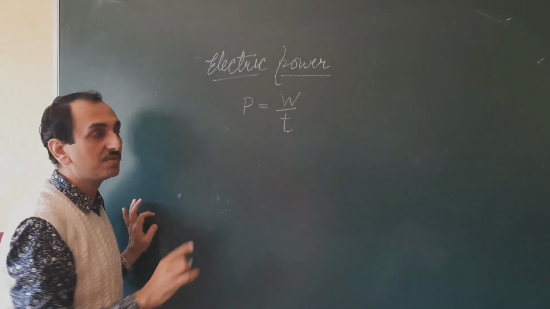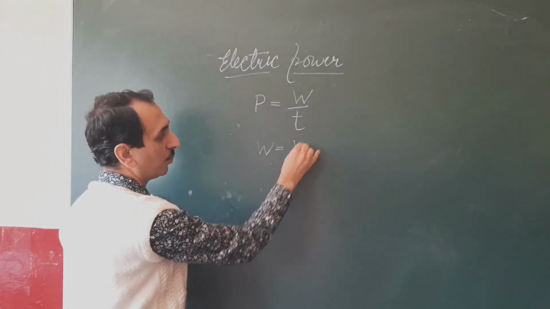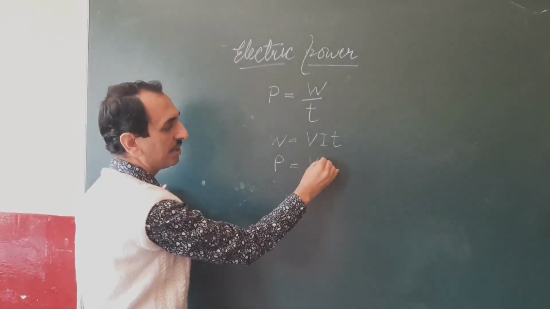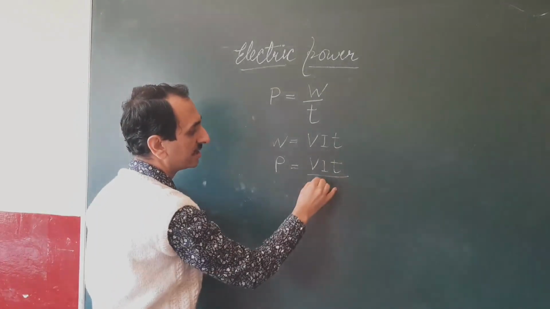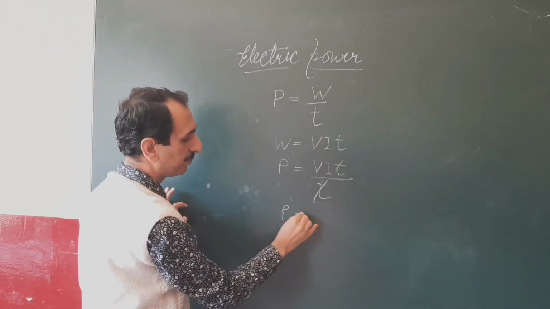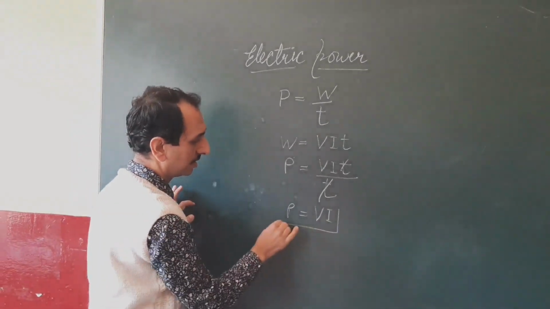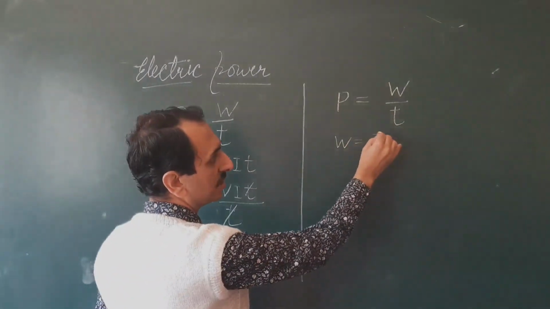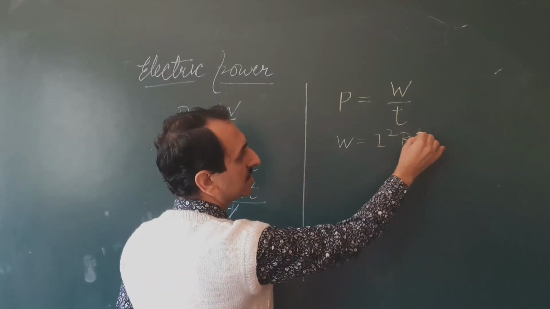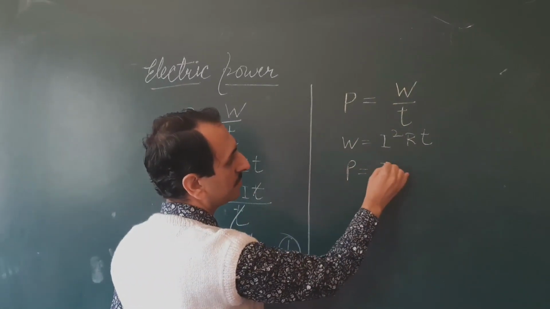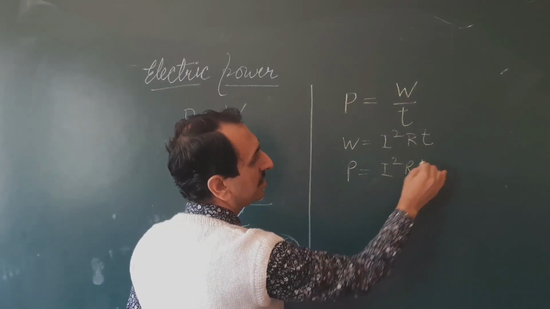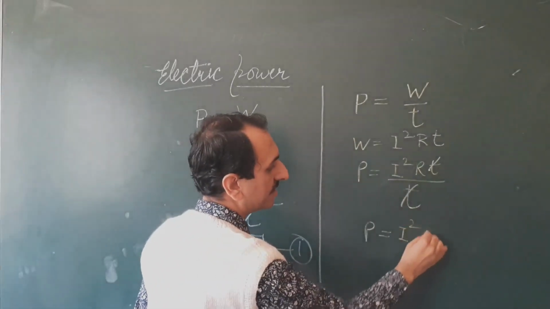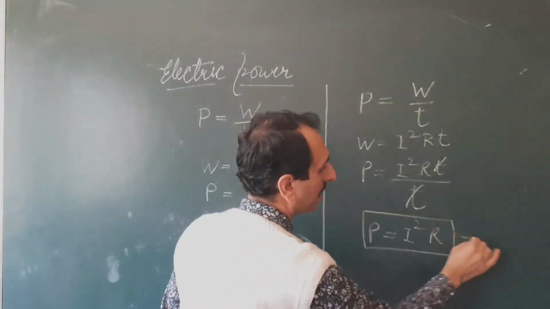Now its derivation. P equal to W upon T. In the previous derivation, we have understood that W is equal to VIT. Fill this value here. Then P will become VIT upon T. It will be P equal to VI. P is equal to W upon T. As we know, W is equal to I square RT. Fill the value here. P will become I square RT upon T. The second formula for power will be I square R.